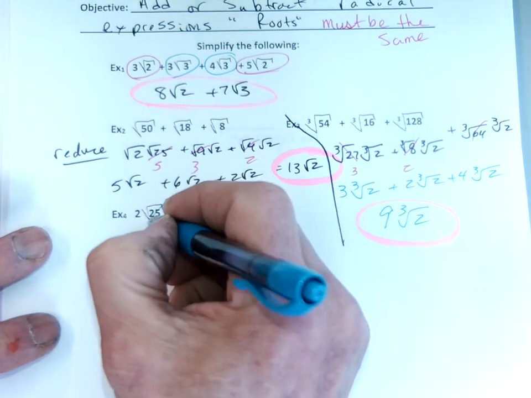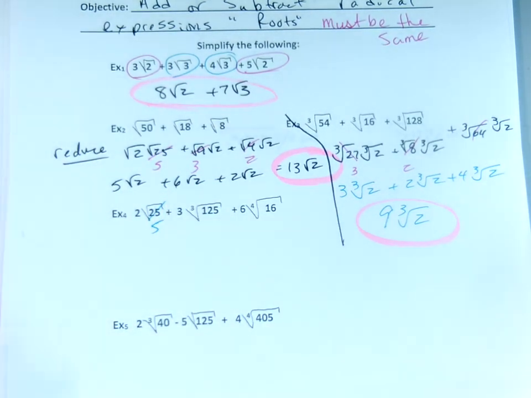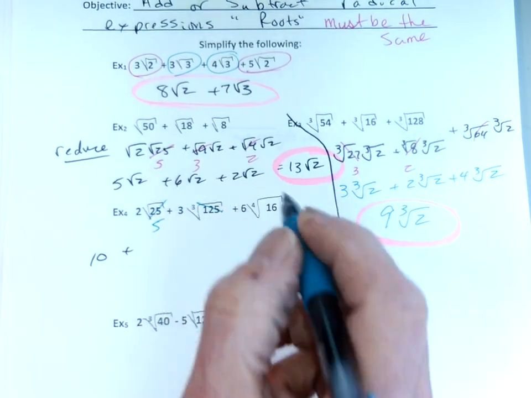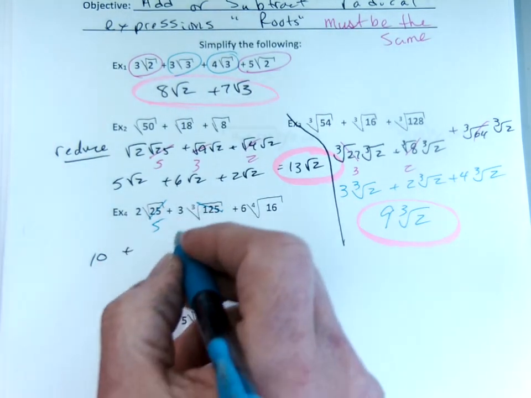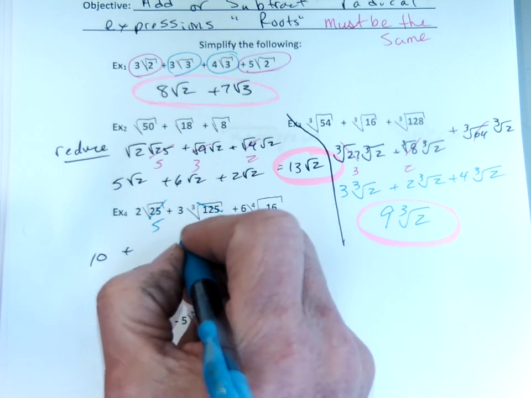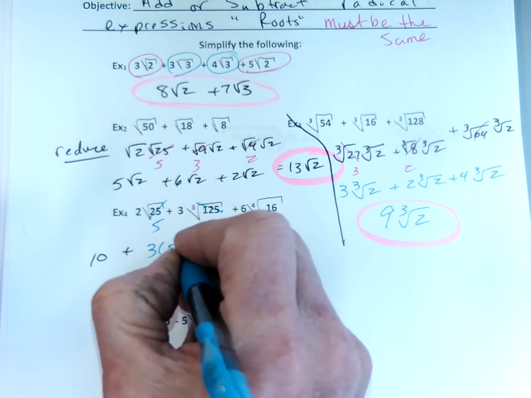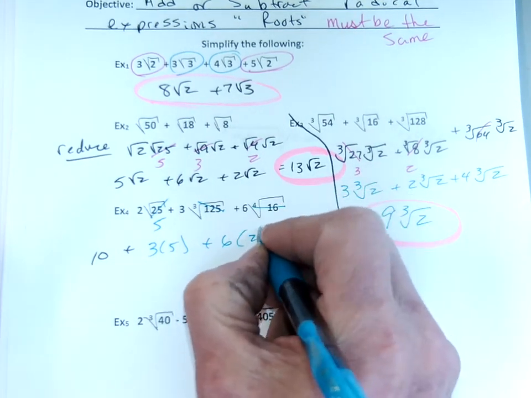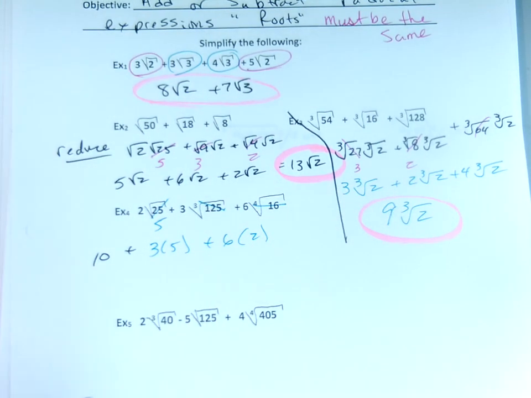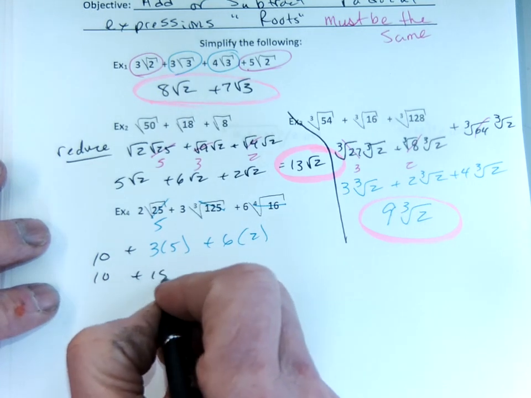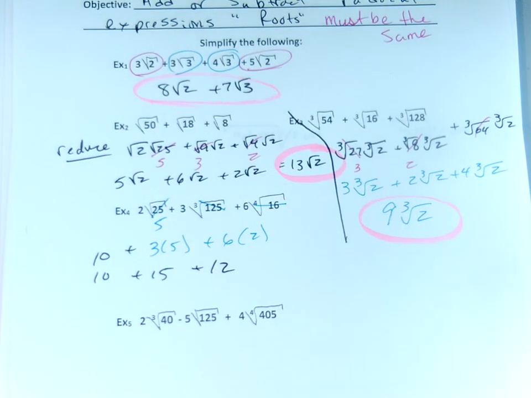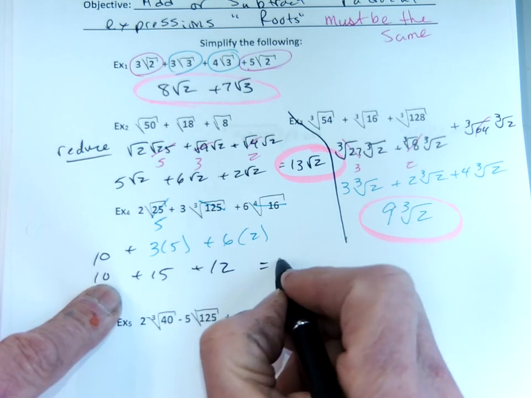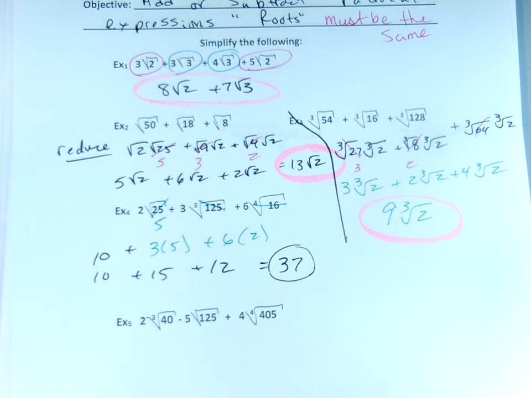Now, example 4. The square root of 25 is just 5, that's easy. 2 times 5 is 10, plus, oh, these are easy. The cube root of 125 is 5, so I'll have plus 3 times 5, plus 6. Oh, the fourth root of 16 is 2. I know that one. That's a perfect root. Let's see what I have. I've got 10 plus 15 plus 12. Whole numbers. That's going to be 25, 37, plain old 37. We can add them all because they're the same.